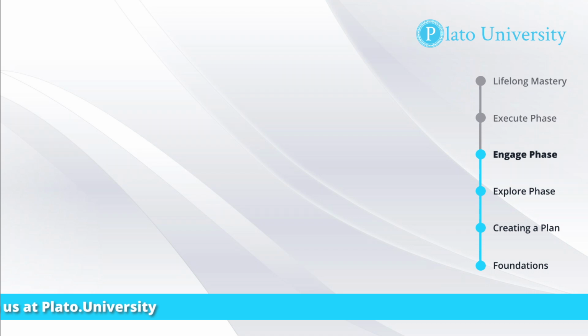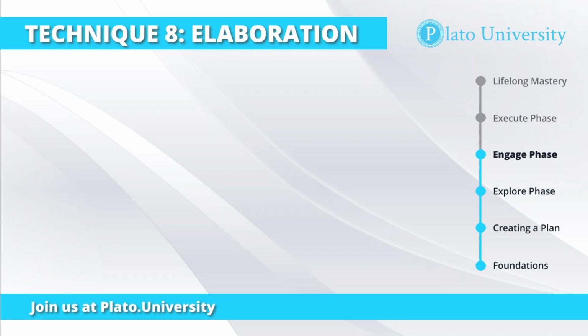All right, now we're on to technique number 8, which is elaboration. And this is another technique that's going to help you commit things to long-term memory. Now, when you're committing things to long-term memory, you can broaden your set of links by actively thinking about what you're learning, as well as by writing it and talking about it. And the technique of self-explaining or elaboration can help with this.